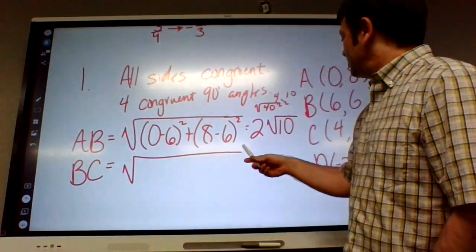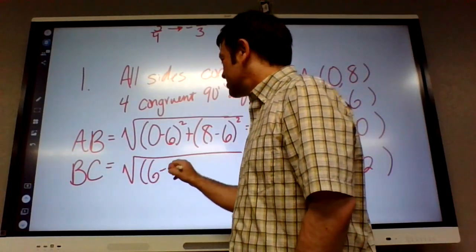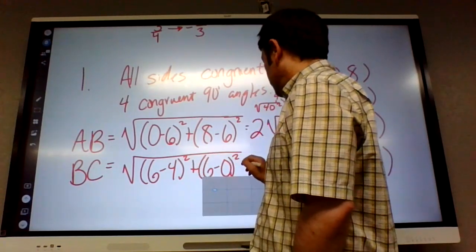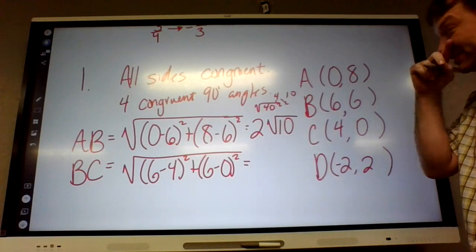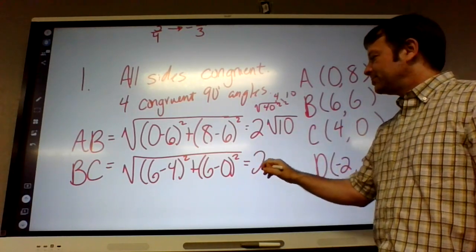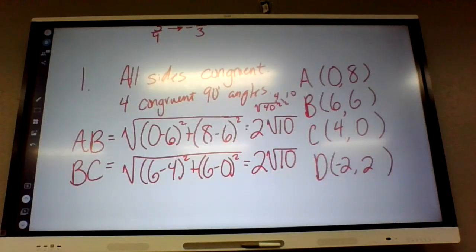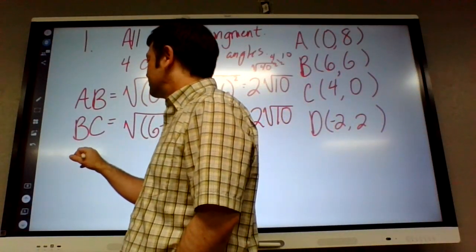Let's move on. So we have to show they're all the same thing. BC would be 6 minus 4 squared plus 6 minus 0 squared. Okay. Well, they kind of told us this was a square, so we can cheat a little bit. What should this come to equal? The same, 2 square root of 10. If we weren't sure it was a square, we'd actually need to make sure this all comes out the same, but they told us it was a square.